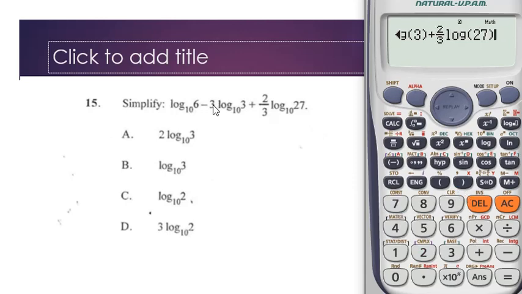Okay, so let's see our final answer. Right, so from here you can notice that we had 0.3010, let's say 0.3. But none of these options correspond to our answer.